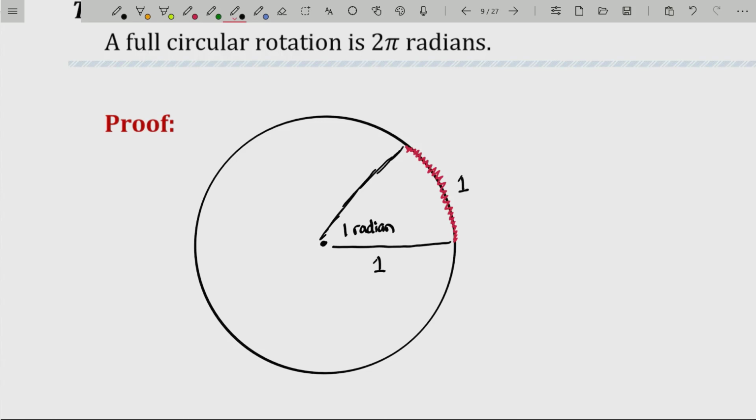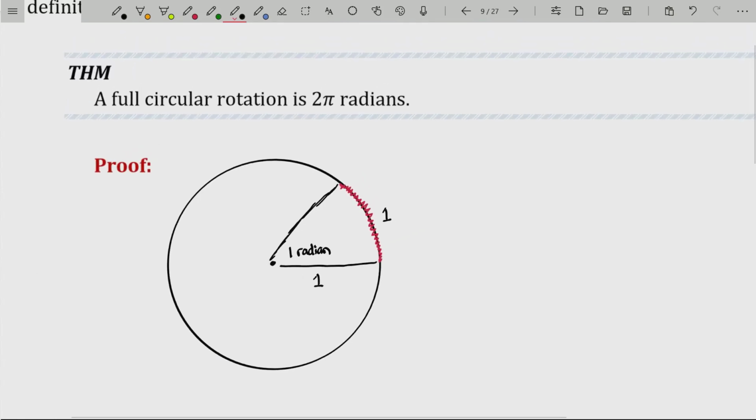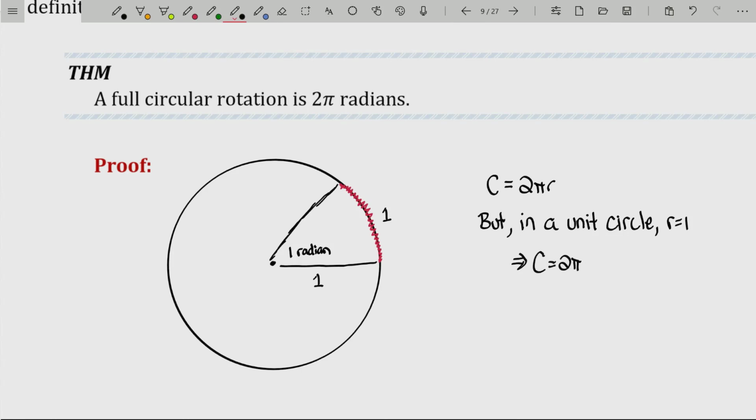Okay. So how many more do I need to cover the whole circle? Well, it's a unit circle. So the question is, what is the circumference of a unit circle? Remember the famous circumference formula. Circumference of any circle is 2 pi r. But in a unit circle, the radius is 1, which will imply the circumference is 2 pi.